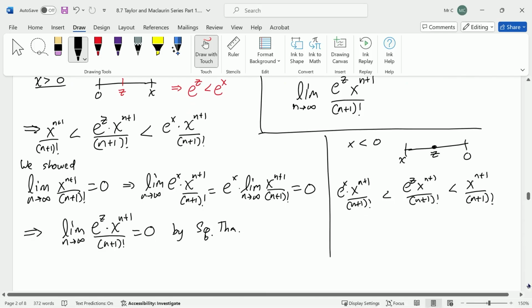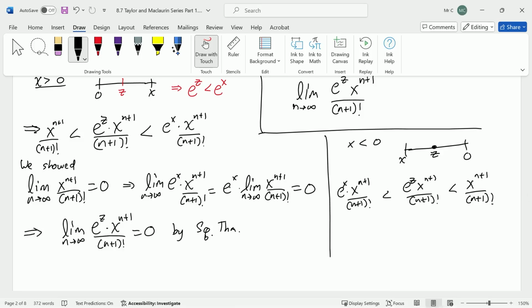So in essence, it works out to where we have the exact same limits in play here. It just changes the inequality, so it would mess up our squeeze theorem argument a little bit. So this does still imply that the limit as n goes to infinity of e to the z times x to the n plus 1 over n plus 1 factorial is 0 by the squeeze theorem.